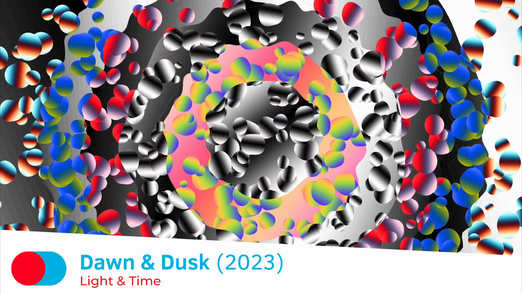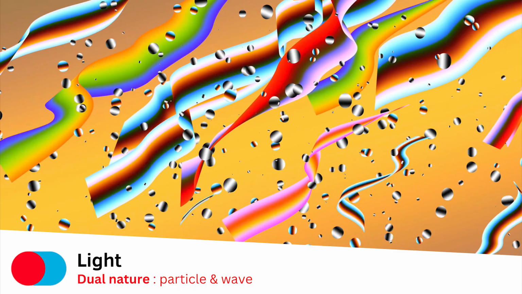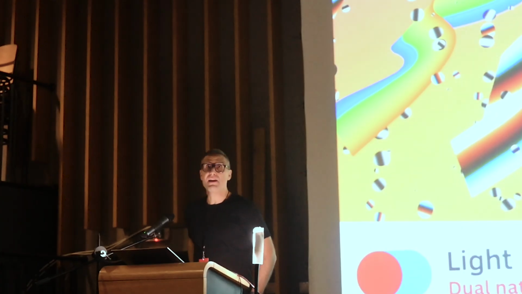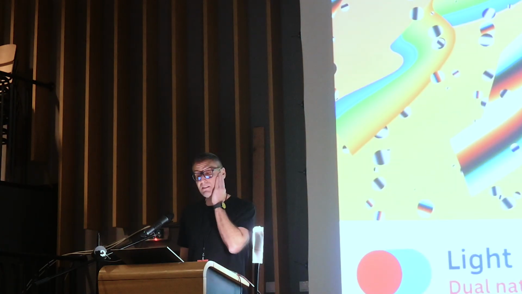So the next film is Dawn and Dusk. It's a speculative and imaginary interpretation of two magical moments of the day, the sunset and the sunrise, dawn and dusk. So I researched many things about light. Light has a dual nature. Light is particles and waves. So I divided the piece in two parts. The dawn is full of particles, and the dusk I used many waves.